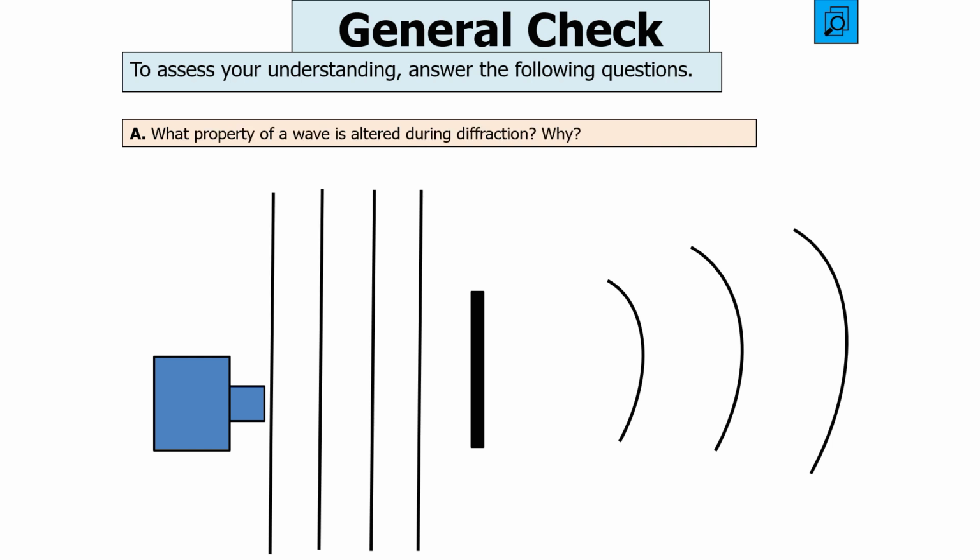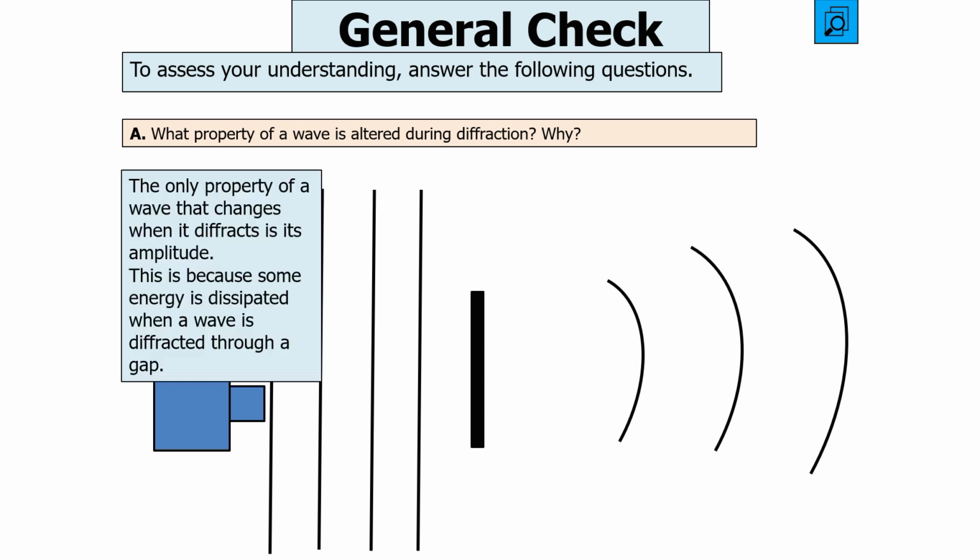What property of a wave is altered during diffraction and why? Pause the video now, then unpause the video when you want to go through your answer. The only property of a wave that changes when it diffracts is its amplitude. That's because some of the energy is dissipated when a wave is diffracted through a gap.